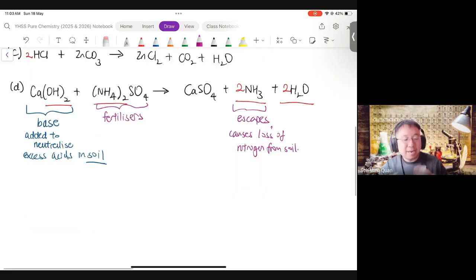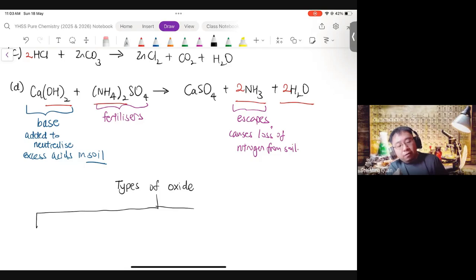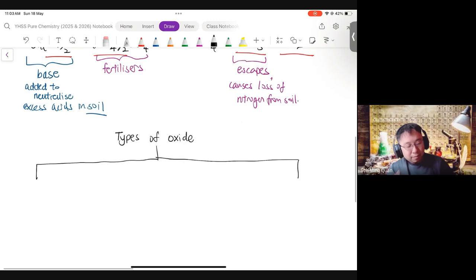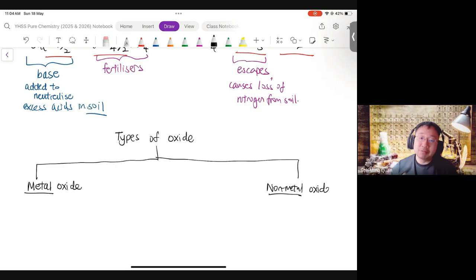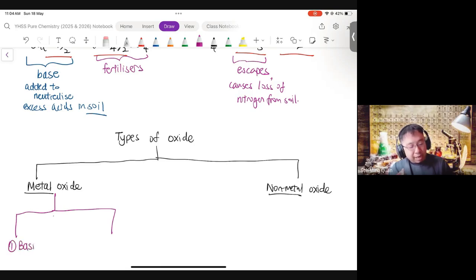Okay? Next, the final part of the chapter is on types of oxides, which you should not ignore. Now, similar to your notes, we are going to draw a flow chart, but it's not difficult. Metal oxide, non-metal oxide. So the first question you got to ask yourself is, is it a metal or non-metal that's with the oxide? Now, under metal oxides, there are two types. The first type of oxide is basic oxide. The second type of oxide is amphoteric oxides.